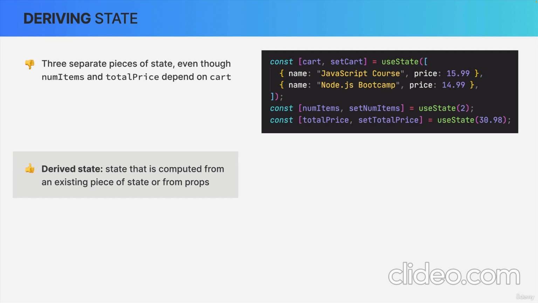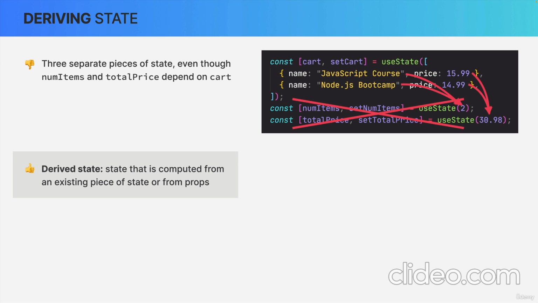However, if we analyze these states, it actually doesn't make much sense that all of them exist, because num items and total price depend entirely on the cart. So num items is simply the number of items in the cart, and total price is the sum of all the prices in the cart. And so all the data for these 2 pieces of state is actually already in the cart. So there's no need to create these additional state variables. And doing so is actually quite problematic.